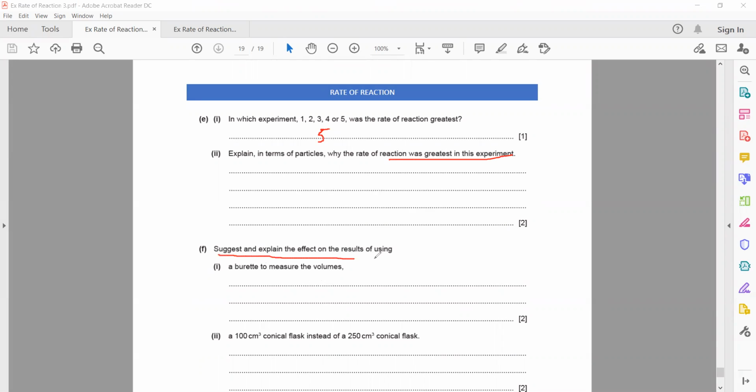Suggest and explain the effect on the result of using a burette to measure the volume. So what is the advantage of using a burette? A burette will be more accurate, so it reduces the error in volume.